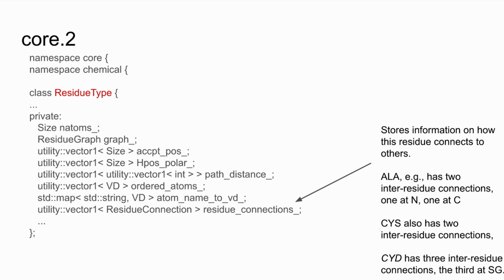So then, let's see, residue type. We have residue connections here. And that stores information on how this residue connects to others. For example, alanine residues have 2 connections, one at the N terminus, one at the C terminus.